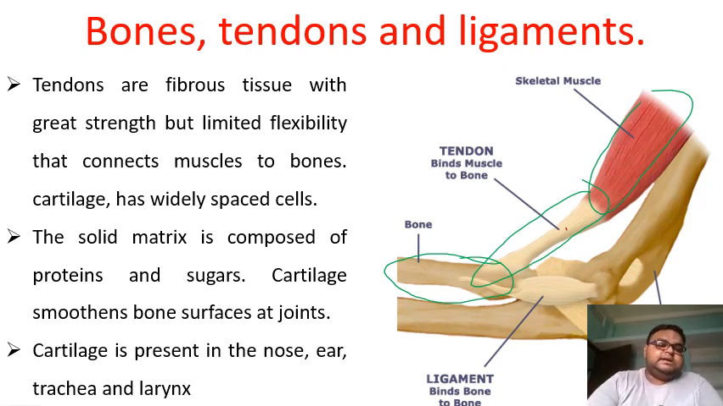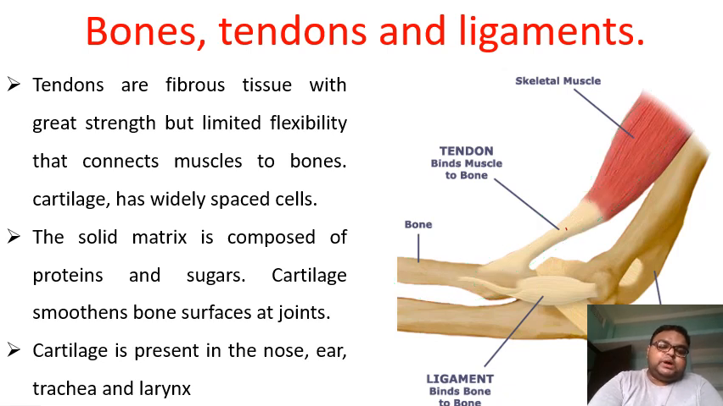In these tendons, okay, right. So, the solid matrix we are talking about, there has to be some matrix in the connective tissue, isn't it? So the solid matrix is composed of what? The solid matrix is composed of proteins, right? And proteins and sugars, right?